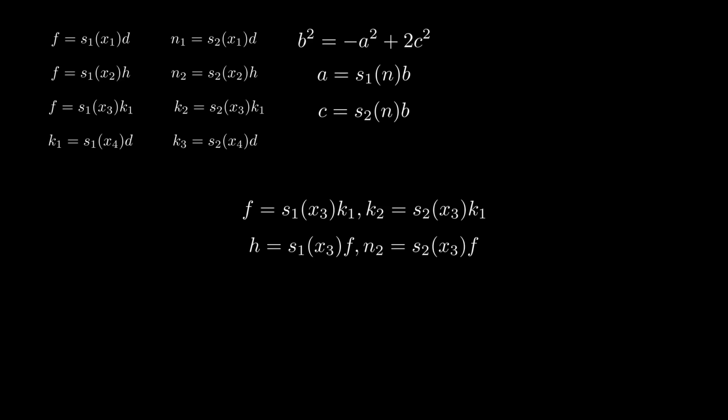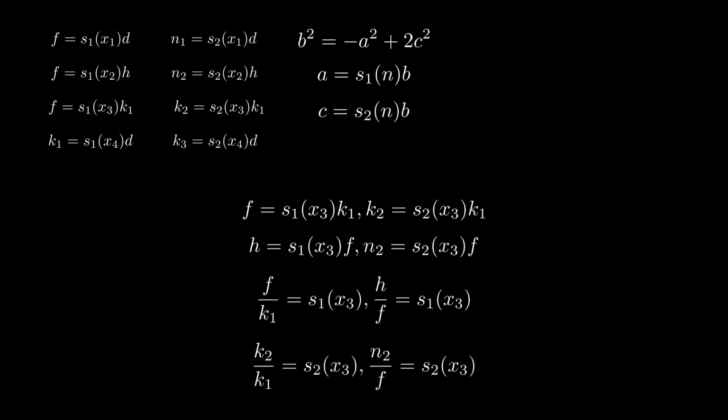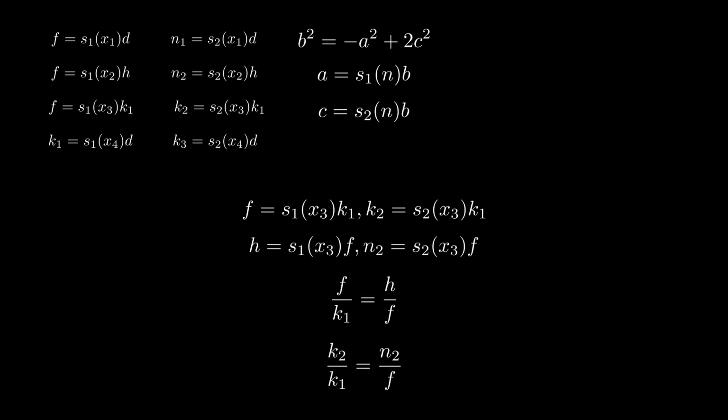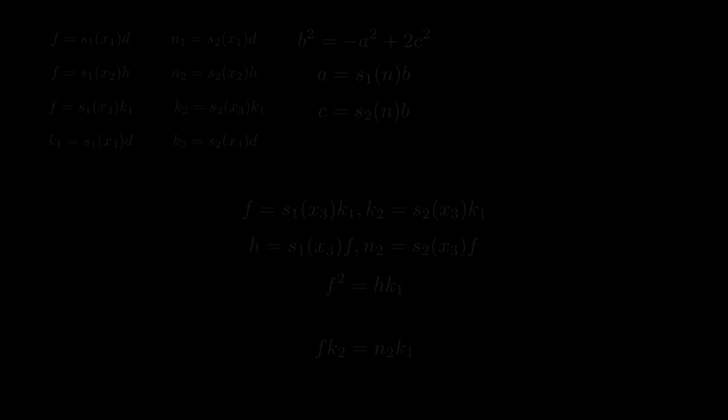Doing this allows us to get another set of constraints, this time between f, h, k1, k2, and n2. Also notice how the S1 and S2 requirements have just completely vanished. We no longer need to worry about them. Now with these two additional constraints, the table can become even simpler.